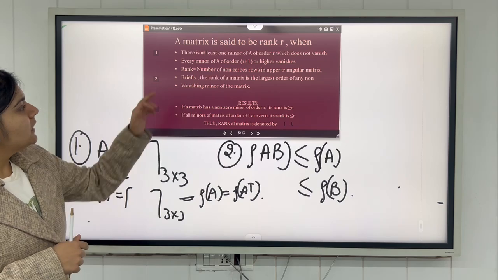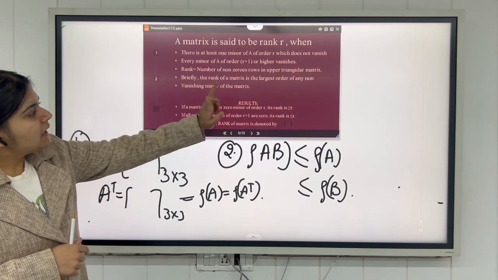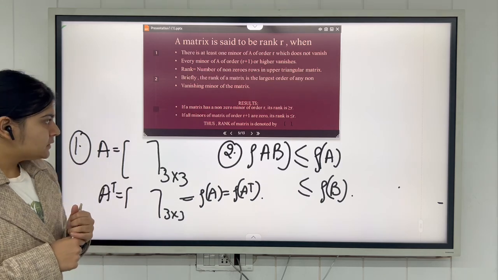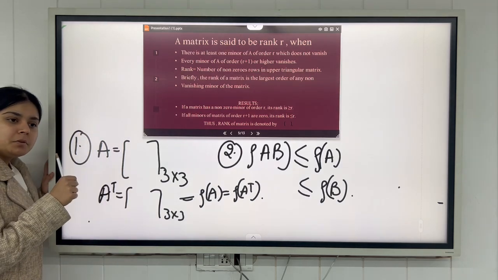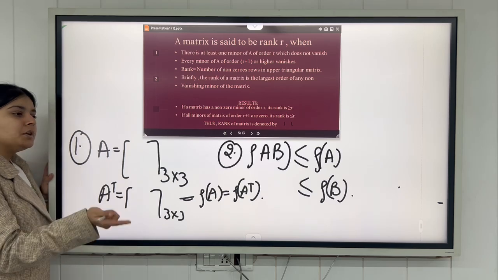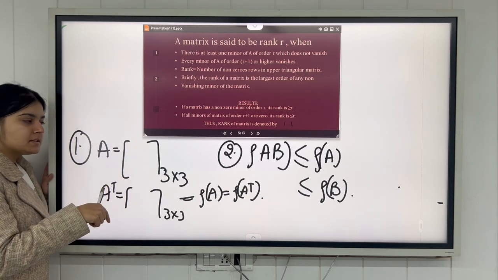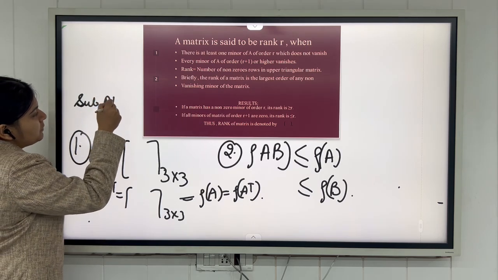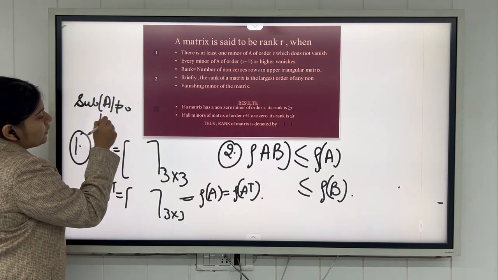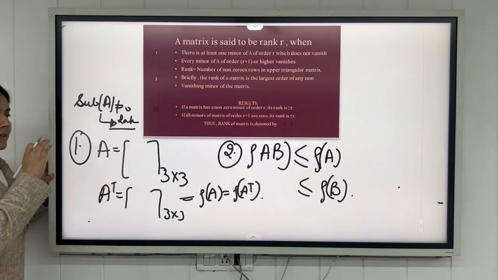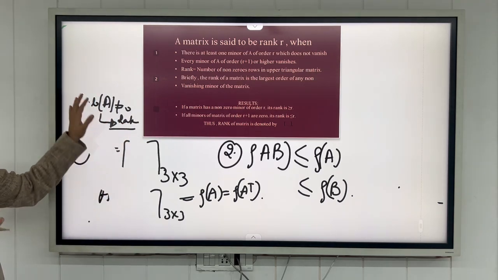And after that, the rank of a matrix is the largest order of any non-vanishing minor of the matrix. Why so? Because whatever matrix you choose, if the determinant is coming out to be 0, then you need to look for another submatrix, and if that submatrix gives you a non-zero determinant, then that order will be your particular rank. So this was all the theoretical concept that you need to apply to solve for the rank.